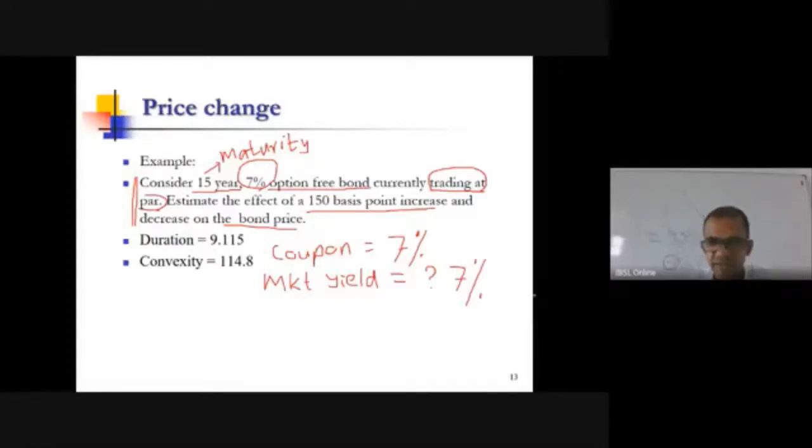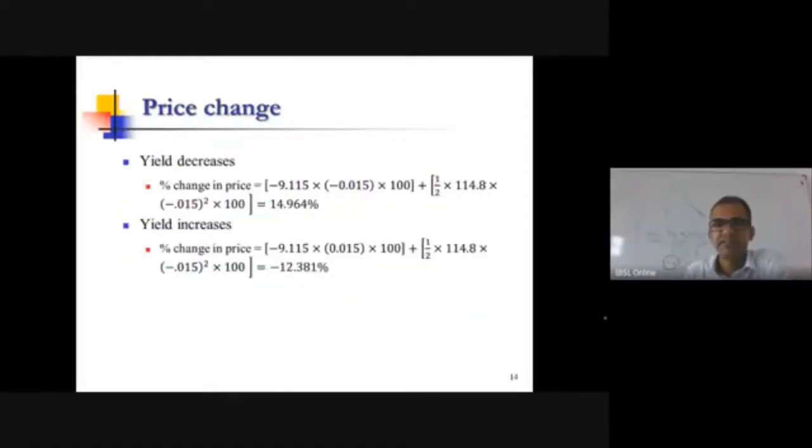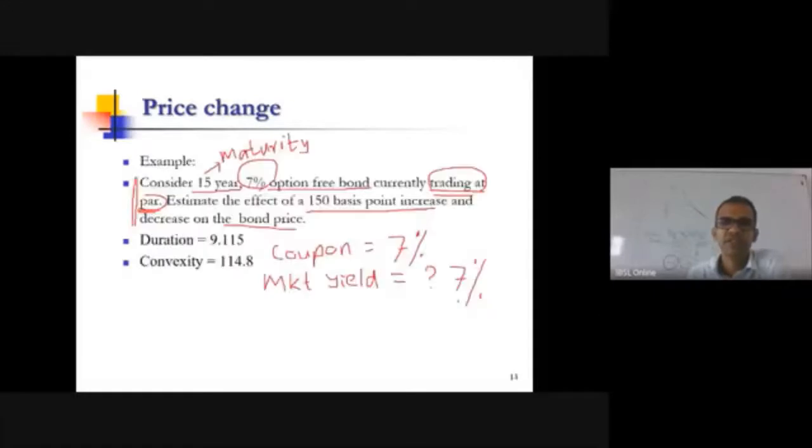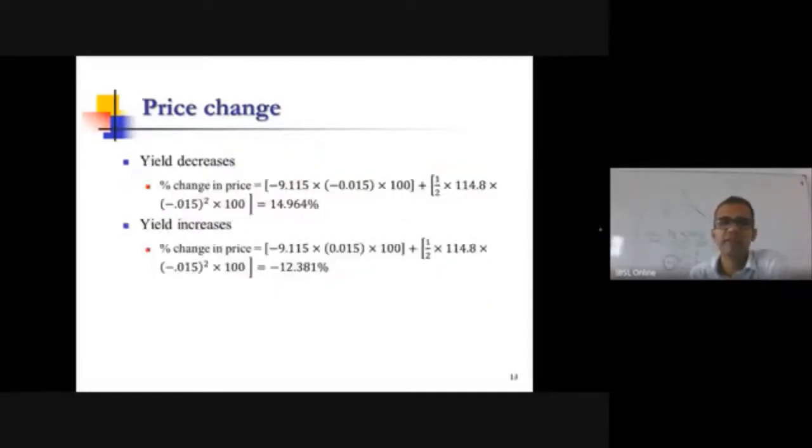So now, when you see this sort of question, don't think the question is incomplete, that necessary information is not given. Just go through the question properly and find out these sort of tricks. The information is here. Then what do you have to do? Use this equation. Duration is given, 9.115.